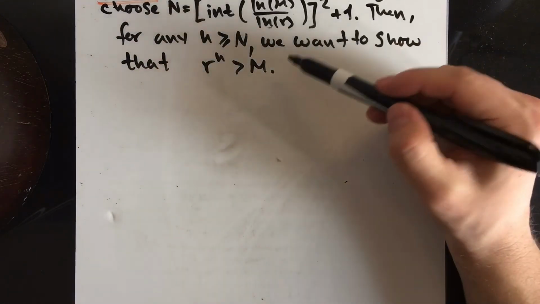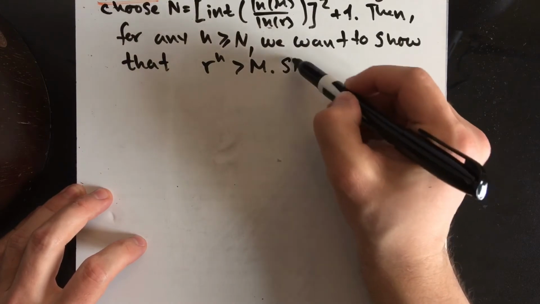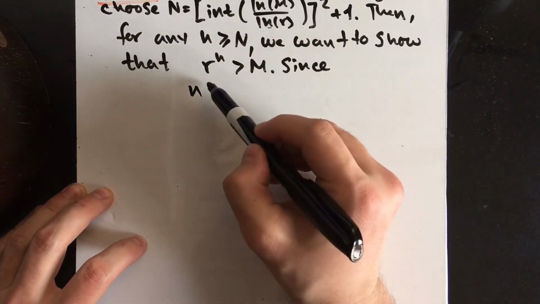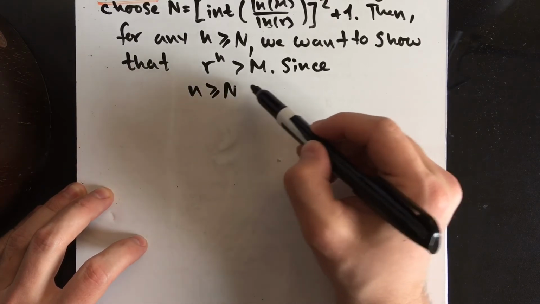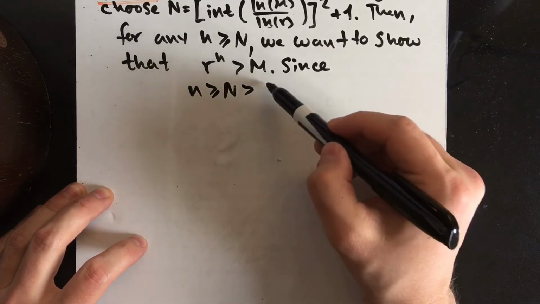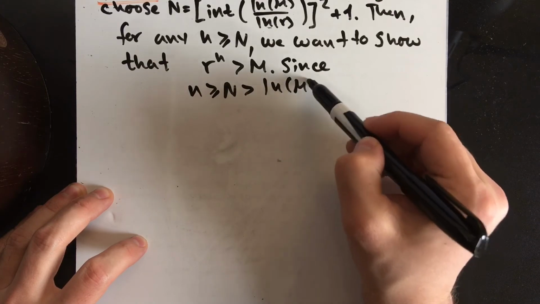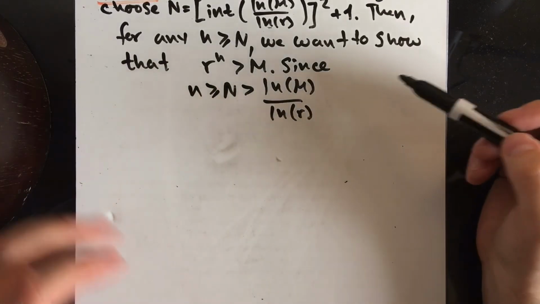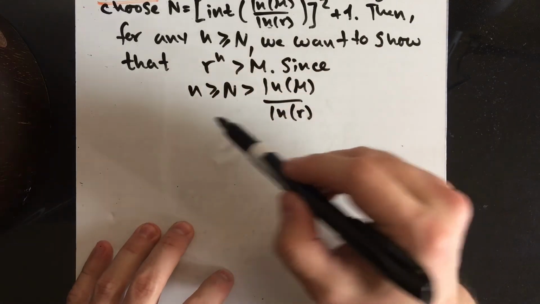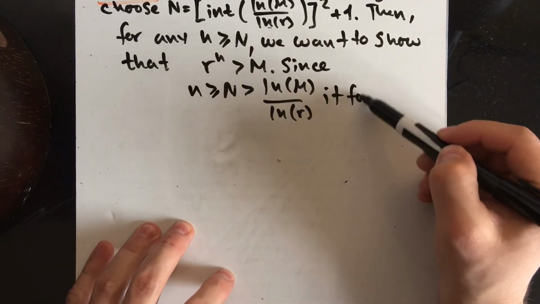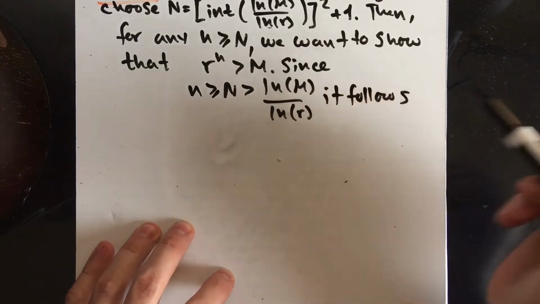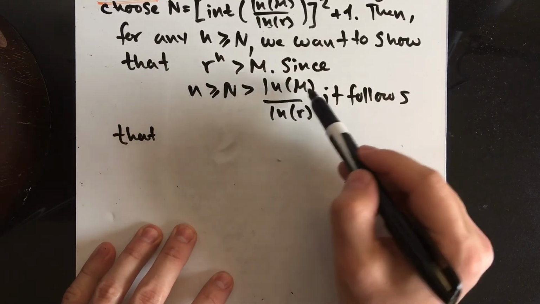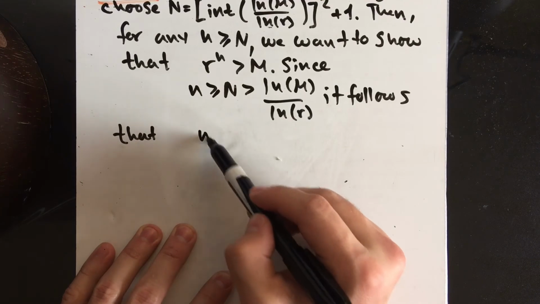And since little n is greater than or equal to capital N, and capital N, we could claim, is greater than the natural log of big M divided by the natural log of r, it follows through this chain of inequalities that little n is greater than the natural log of M divided by the natural log of r.